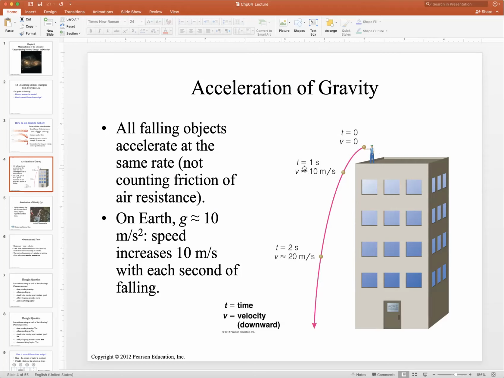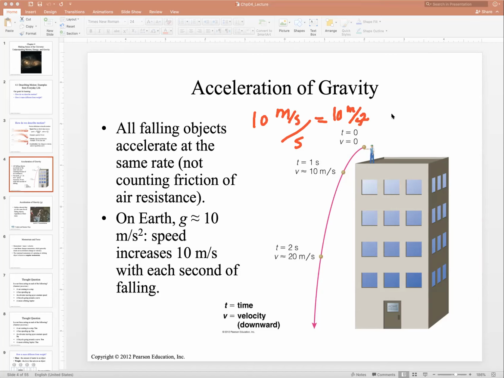1 second later, its velocity is 10 meters per second. Another second passed by, its velocity is 20 meters per second. Another second passed by, velocity is 30 meters per second. So the object is gaining the velocity of 10 meters per second in every second. Okay, so the object is gaining 10 meters per second of velocity in every second. In other words, it is 10 meters per second squared, and that's the acceleration due to gravity.